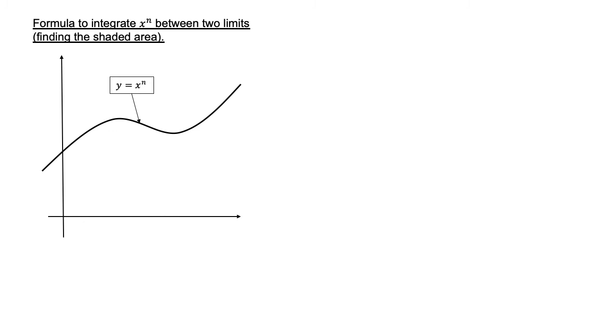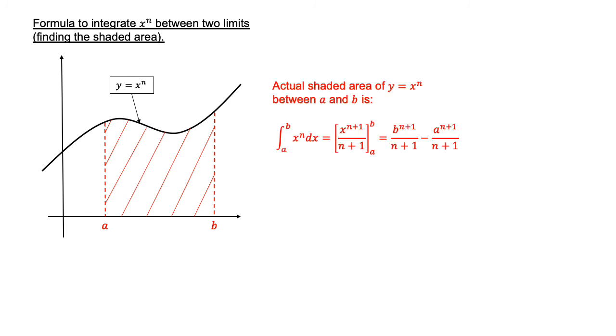This isn't the actual curve y equals x to the n, but I'm just showing you here is a curve, some combination of x to the n. Really, I should be writing here y equals f of x, but there it is, x to the n, and I want to work out what the area is between a and b. So if I go along the x-axis and I work out the area from x equals a to x equals b, what will that be? So we now know, I briefly touched on this at the start of the video.